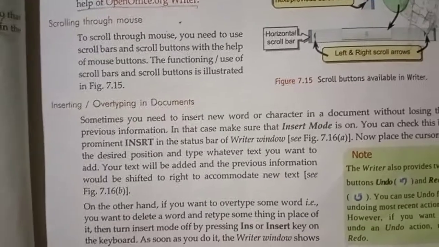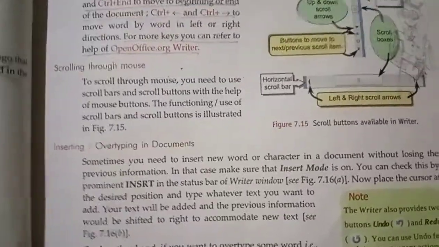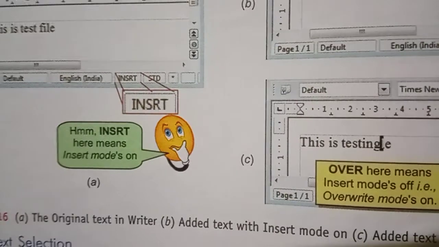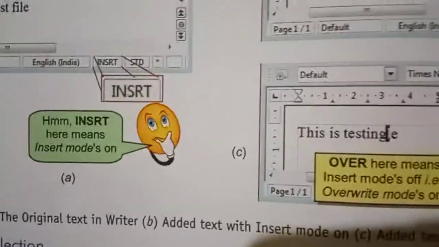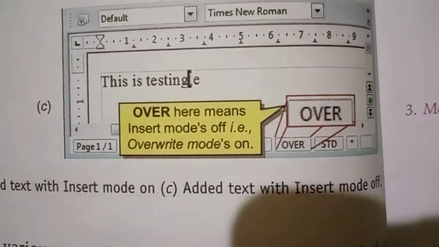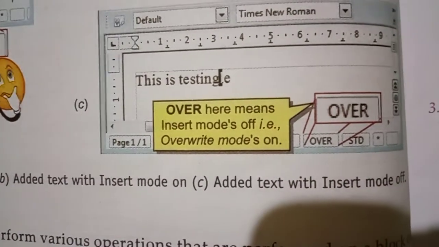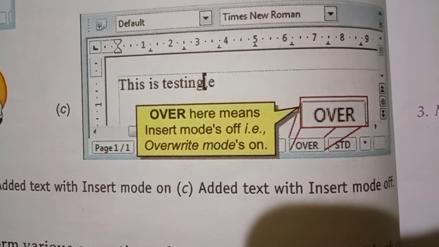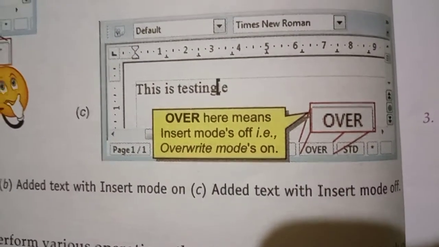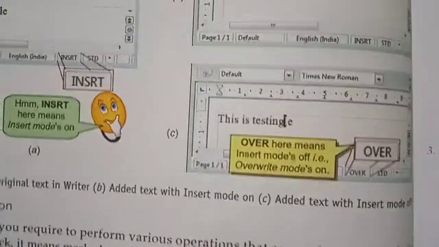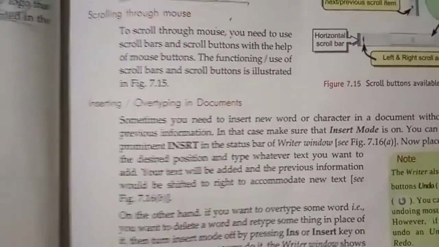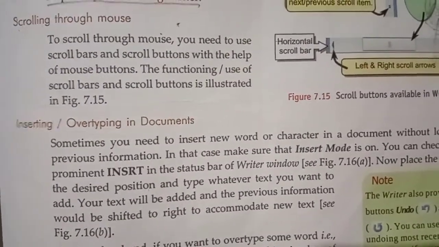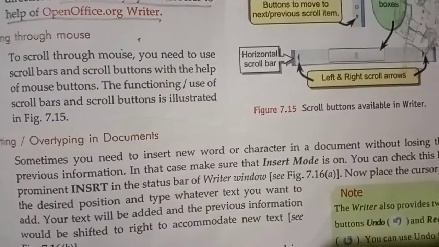Look at that, I will show it at the bottom of the page. There is one insert option at the bottom of the page. When we click that, you can see the insert mode is off, then we can click this overwrite mode also. So insert mode and overwrite mode. Insert mode is used to insert a new character without losing the previous information.